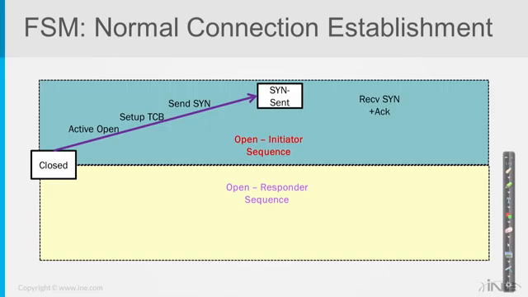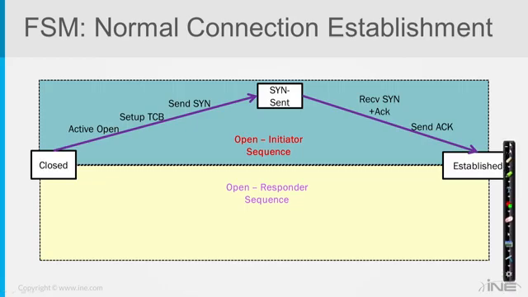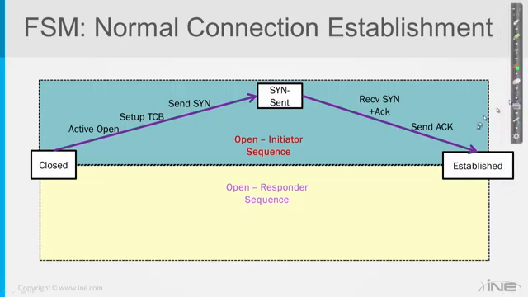Okay, so now hopefully, if everything goes well, you will receive a sync plus an ACK from the server, from the responder. You will in turn send your final ACK back. So you're basically saying, okay, server, thank you for acknowledging my sync. I'm now going to acknowledge the sync that you sent me. And so now you move from the sync sent state to the established state. Established basically means your three-way handshake is complete. You've negotiated everything that you need to negotiate. You're ready to start encapsulating data into segments.